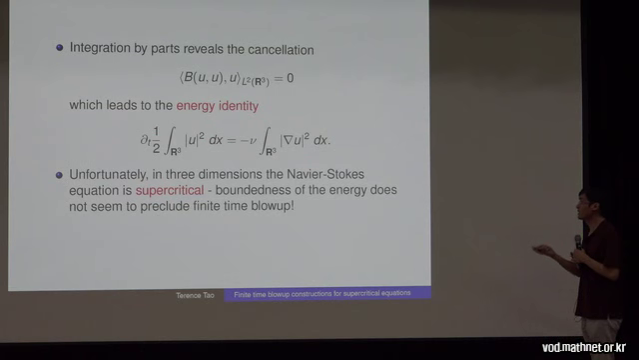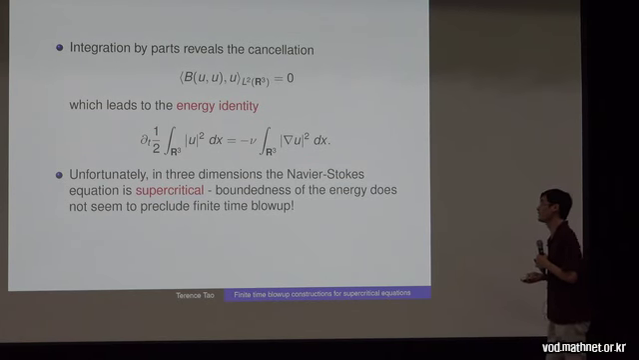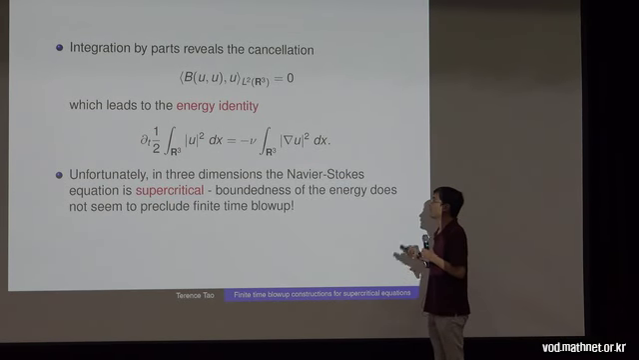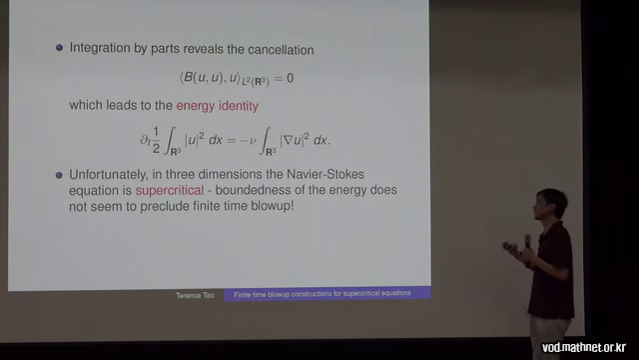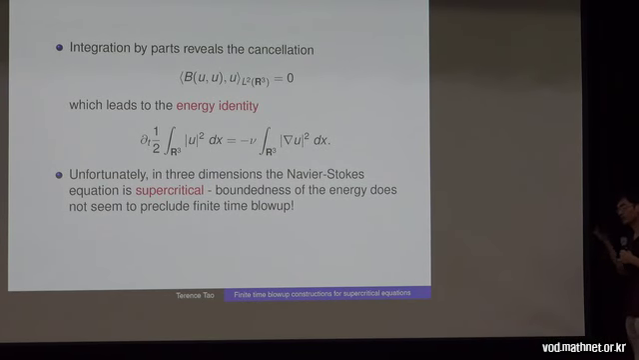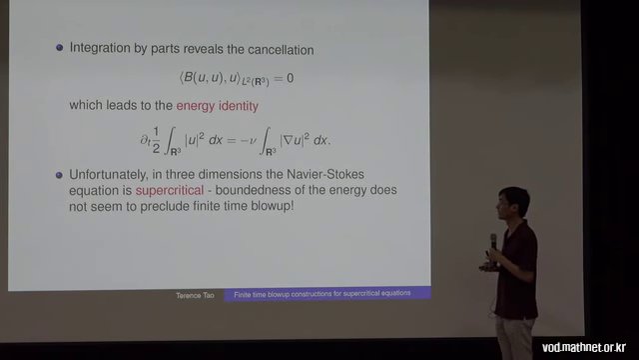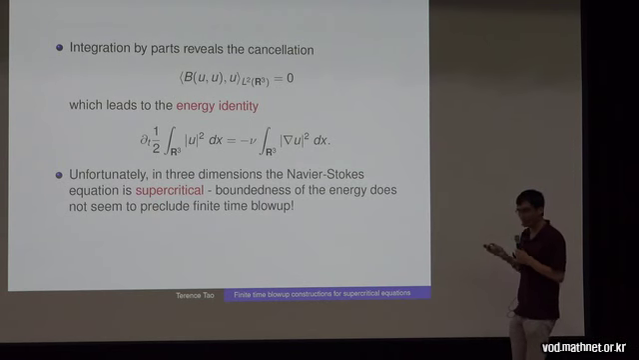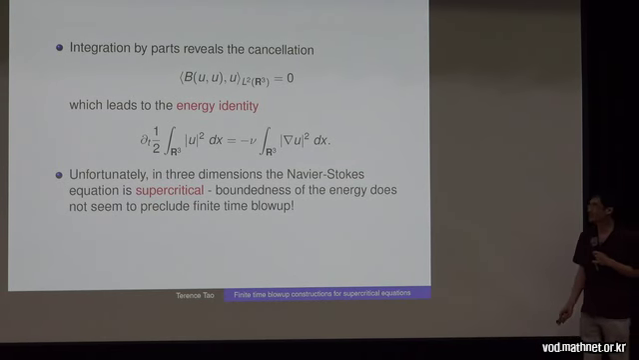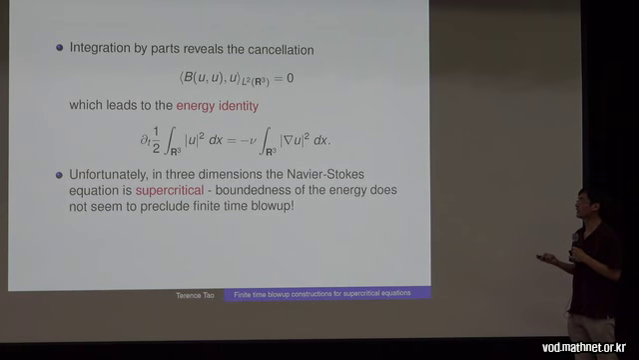Okay, so in particular, this energy is always bounded in time. And in 1 and 2 dimensions, that's enough to get global regularity. So the Navier-Stokes equation is subcritical in 1D and critical in 2D, and that's good enough to get global regularity in these dimensions. But the dimension we care most about is 3 dimensions. And in 3 dimensions, unfortunately, this is a supercritical equation.